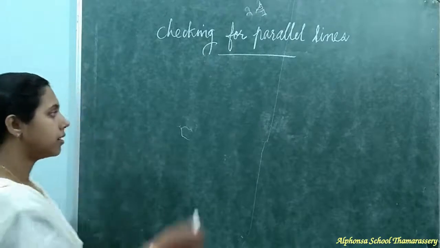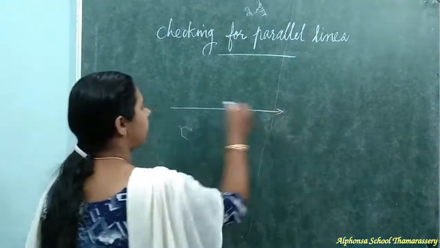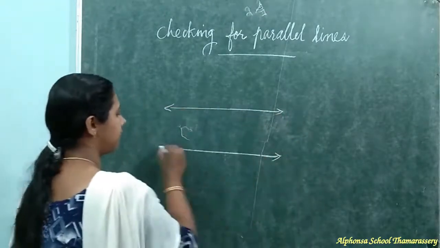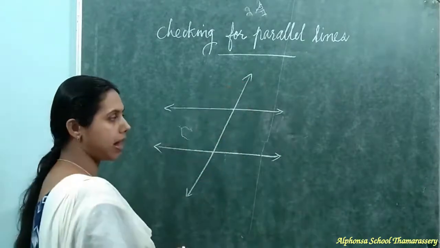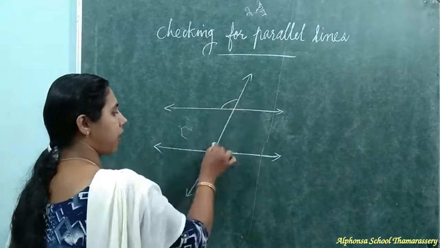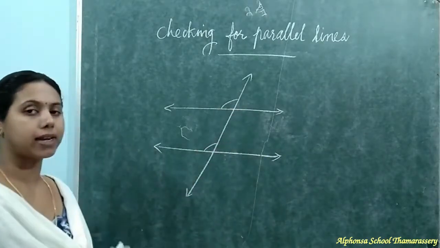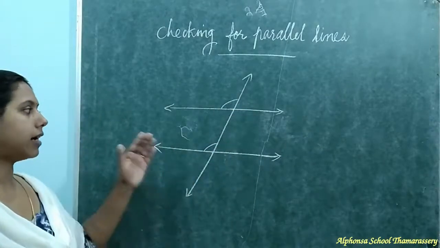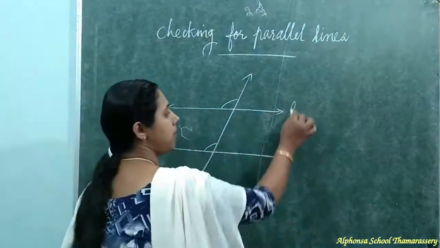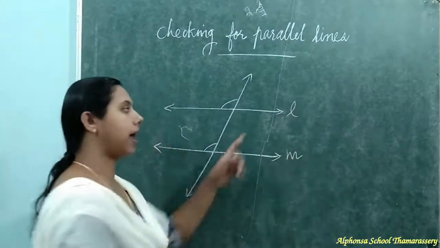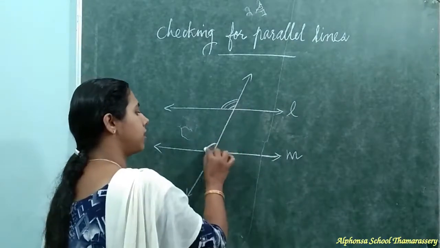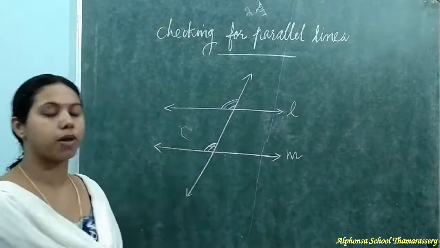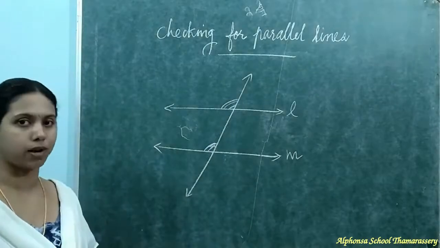We know that if two lines are parallel, then if a transversal cuts these two parallel lines, each pair of corresponding angles are equal. So the condition is that lines should be parallel. If these two lines L and M are parallel, then each pair of corresponding angles are equal.